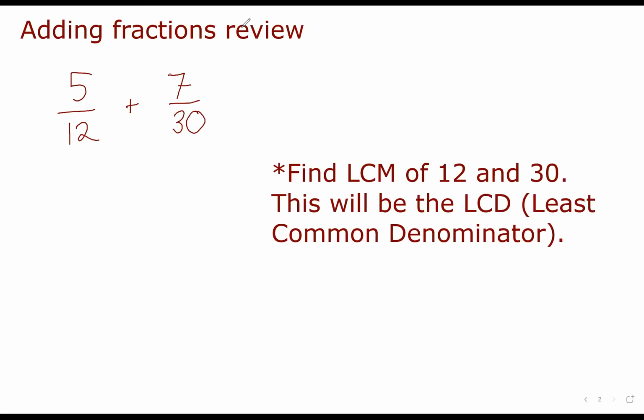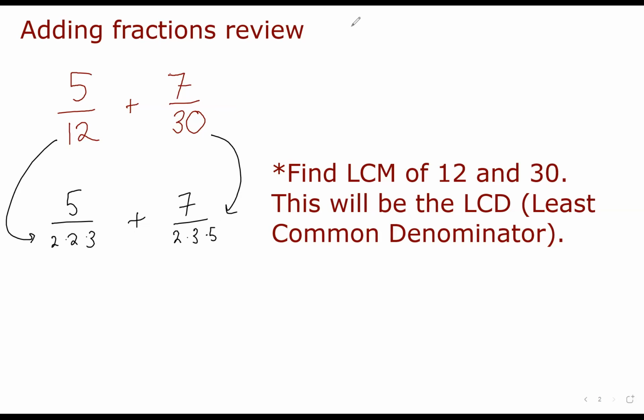So 5 over 12, I'm going to write this as 5 over 2 times 2 times 3. I'm factoring the 12. I know, we don't usually do it this way. And then for the 30, remember the factor tree we made? We got 2 times 3 times 5 for 30. Now, notice what the denominators already have in common. They already have a 2 in common and a 3 in common.